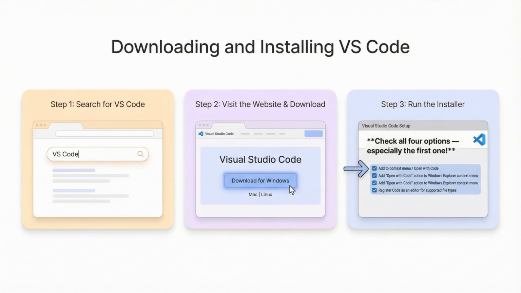During installation, you'll see a list of additional options with checkboxes. Make sure you tick all 4, especially the first one. That first checkbox is what lets you right-click any folder and open it directly in VS Code. Without it, you'd have to go through a longer process every time. If you already have VS Code installed, reinstall it just to make sure these boxes are checked.